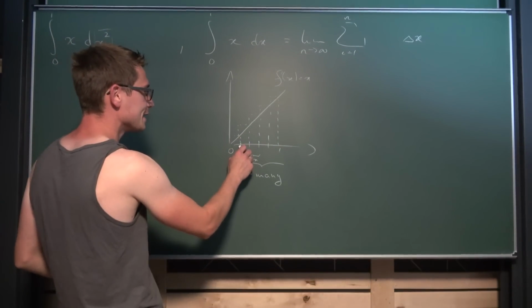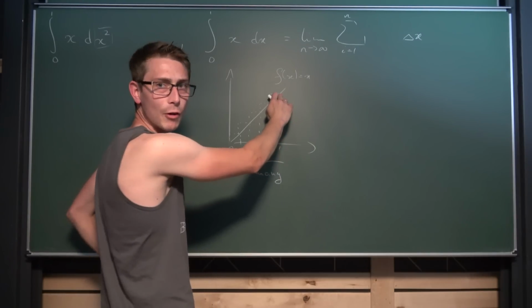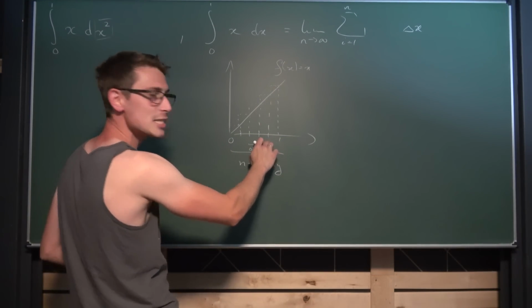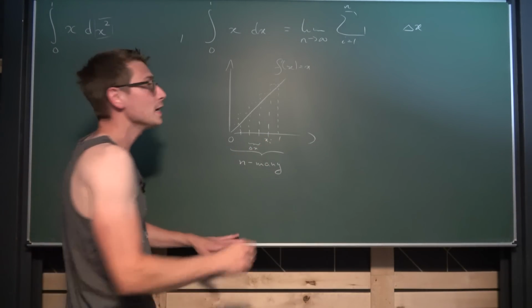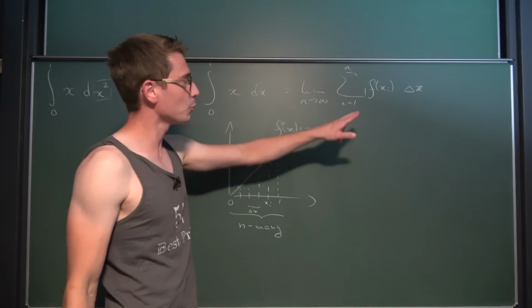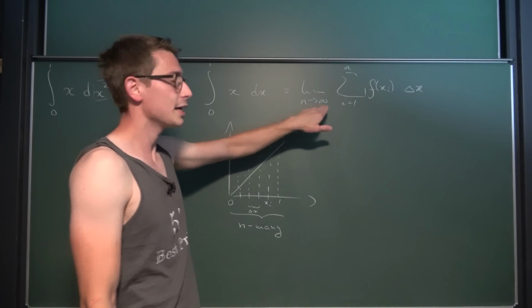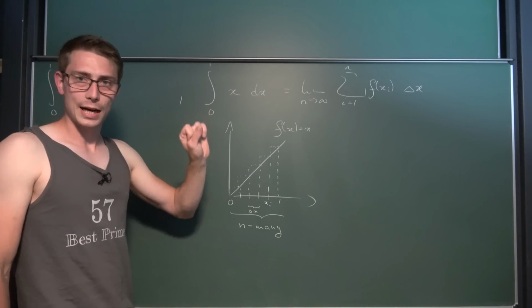And what is the height exactly? The height is, for example, our function f of x evaluated at 1, or the function f of x evaluated at this spot right here. We are going to call this spot xi. So if we evaluate our function at xi and multiply it by delta x, and we add all of those together infinitely many times, we are going to get the area under this curve.